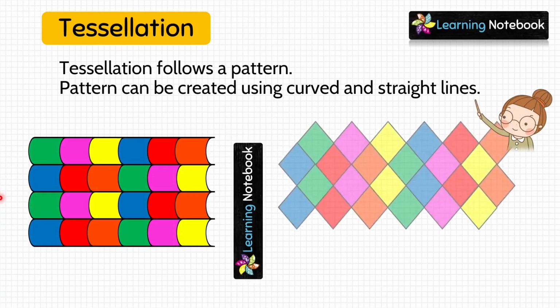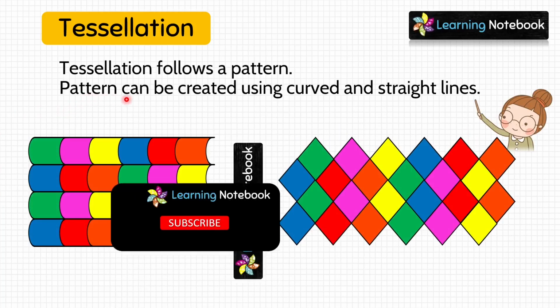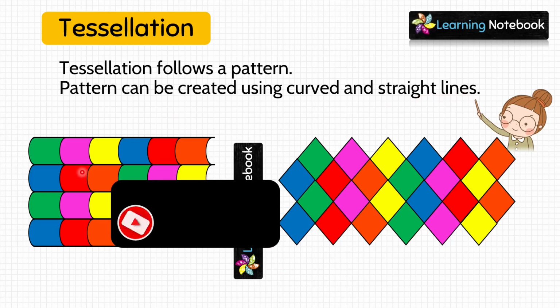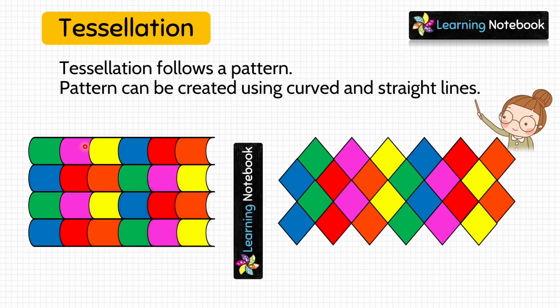Tessellation follows a pattern, and a pattern can be created using curved and straight lines. Like look at this first figure. It's a tessellation and it is following a pattern which is created using curved lines. These are the curved lines here, right? Now look at this second figure. This is also a tessellation and here the pattern is created using straight lines. These are the straight lines here.